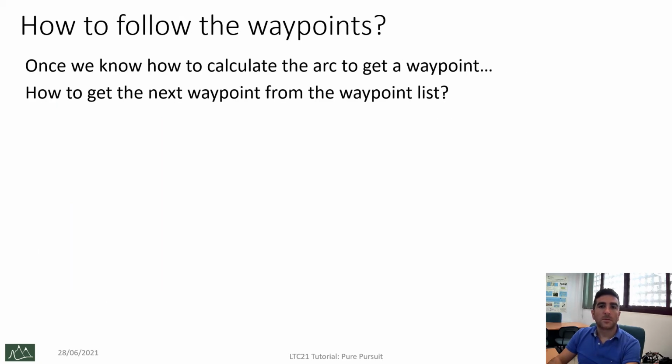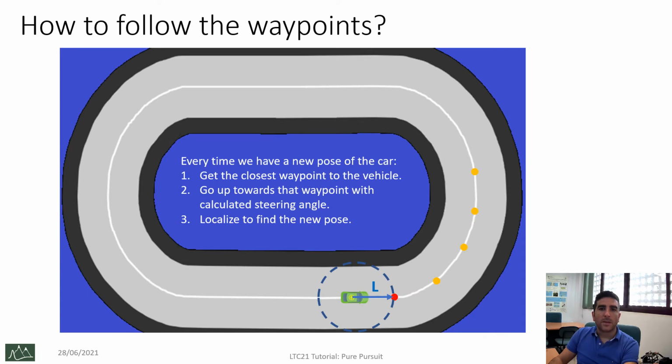Okay, once we know how to calculate the steering angle, how can we follow the waypoints? Well, every time we have a new pose of the car, we have to get the closest waypoint to the vehicle which is in the look-ahead distance range, and then go toward that waypoint using the calculated steering angle, and once the car reaches the goal waypoint, localize itself to find the new pose and repeat.